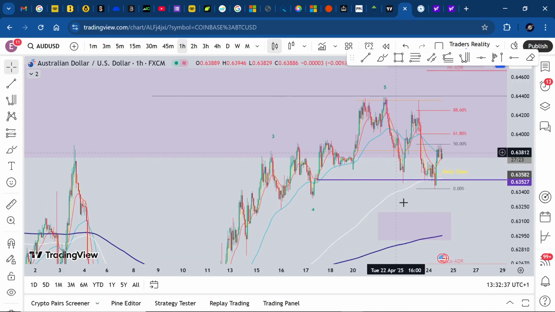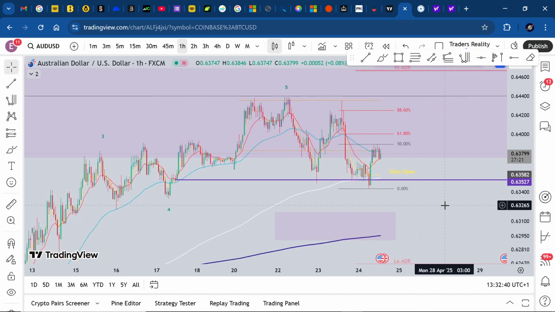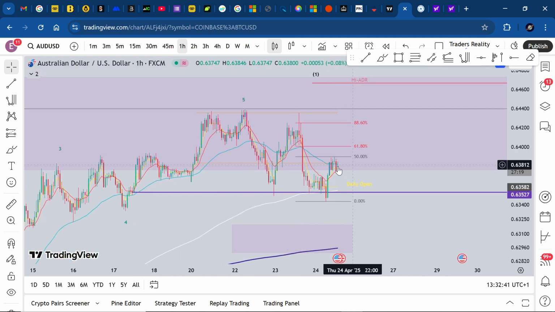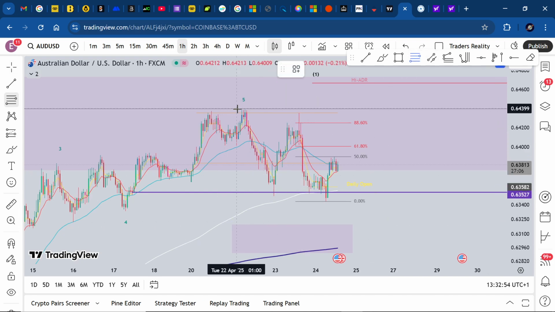lows. This could be a W or an A. This could be a B or an X. And then we're going to get a C to the downside. Potentially even a, yeah, now this is definitely a flat. You can see by the retracement.